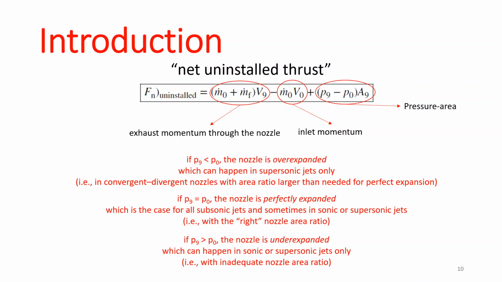But that velocity, the exit velocity, may be different as well if you design in a way that P9 is larger than P0 compared to the regular design. Does it make sense?